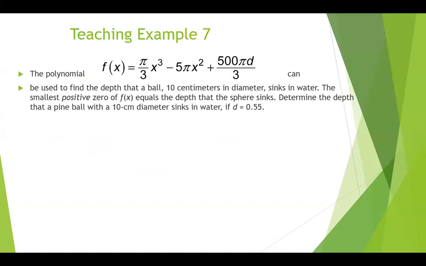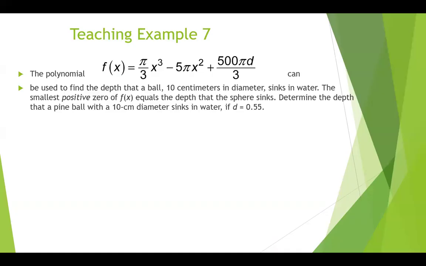Okay. Let's go back to word problems. So here we have the polynomial function. It is used to find the depth that a ball 10 centimeters in diameter sinks in water. The smallest positive zero of f of x equals the depth a sphere sinks. Determine the depth that a pine ball with a 10 centimeter diameter sinks in water if d equals 0.55.